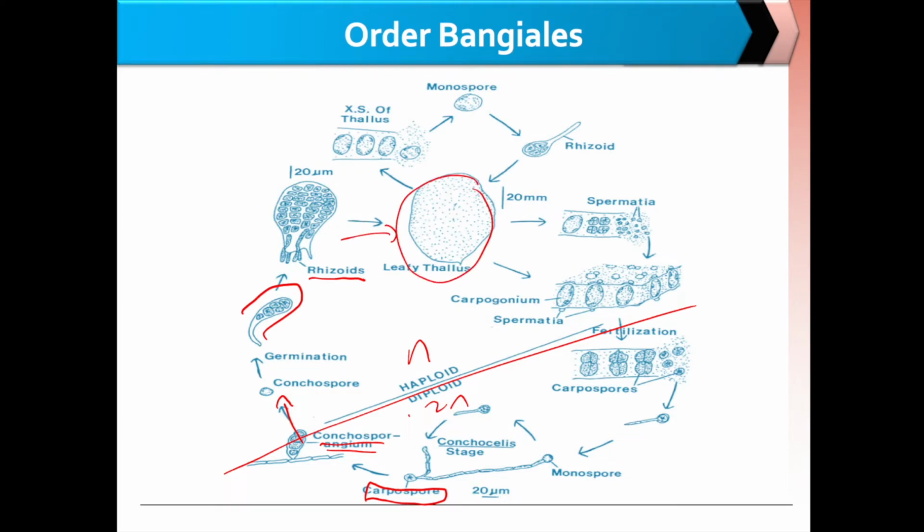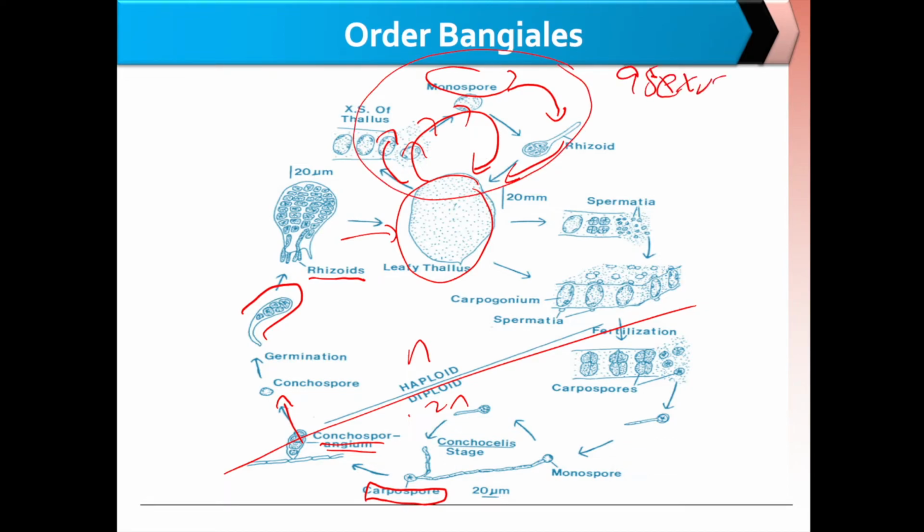So this leafy thallus right here, as you can see, the one that doesn't have any pit connection, can continue to reproduce asexually. So it will only produce monospores, and this monospore will become a rhizoid, and it will become a leafy thallus, and again will complete its life cycle in that way. But in terms of its reproductive cycle, this portion right here is an asexual phase of your organism. This portion right here is the sexual phase of your organism.